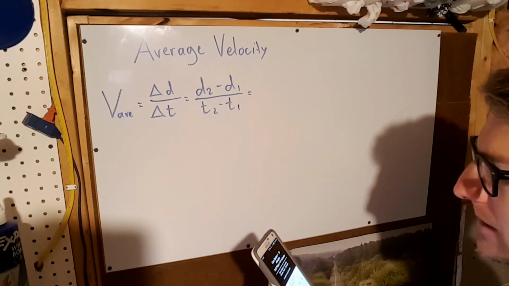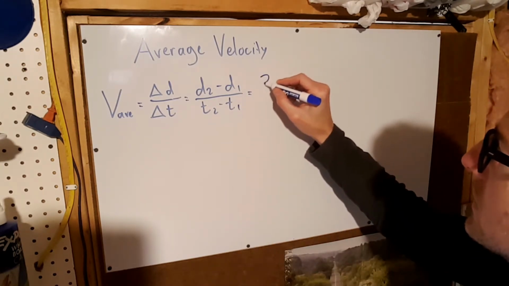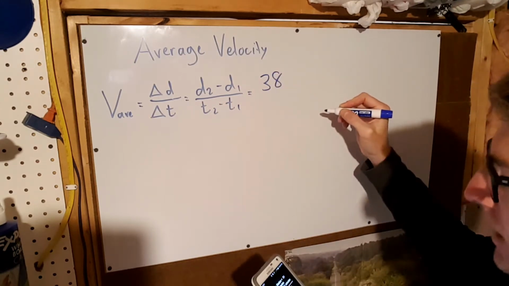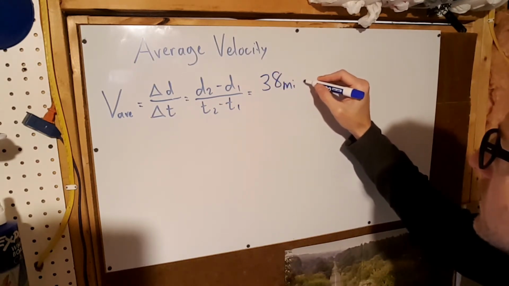So, change in distance. I said that the Weston Toll Plaza, as you're going into Boston on the Mass Pike, is at 38 miles.